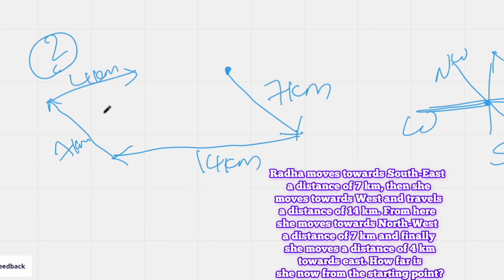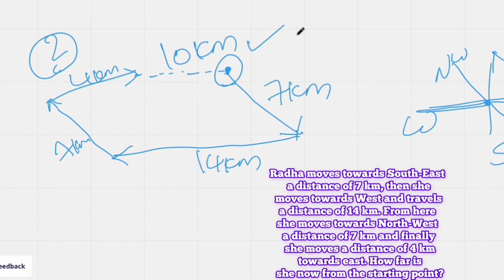Okay. So you need to draw all these measurements accurately and try to calculate the solution. What they are asking is, how far is she now from the starting position? So this is the starting position. How far is she from the starting position? 10 kilometers, right? Yes. Okay. So she is 10 kilometers apart. This is the way you need to make a conclusion and solve the problem in your examination. Okay, as simple as that.